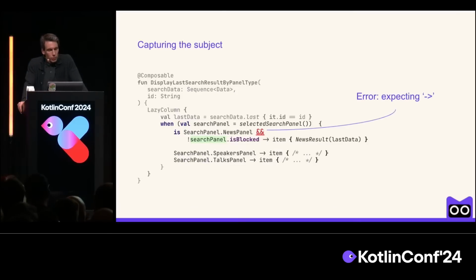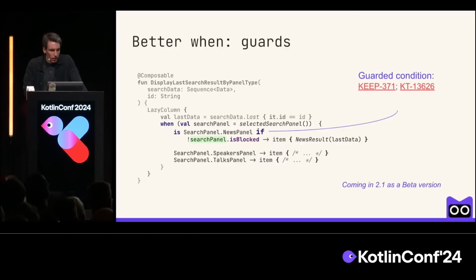And yes, if we do this, we get a compilation error that end is forbidden at this position. And the reason is that the when expression in Kotlin allows for type checking or matching against specific values only. And to mitigate this aspect, we are going to introduce guarded conditions in when. And we are going to introduce them in Kotlin 2.1 in beta version.